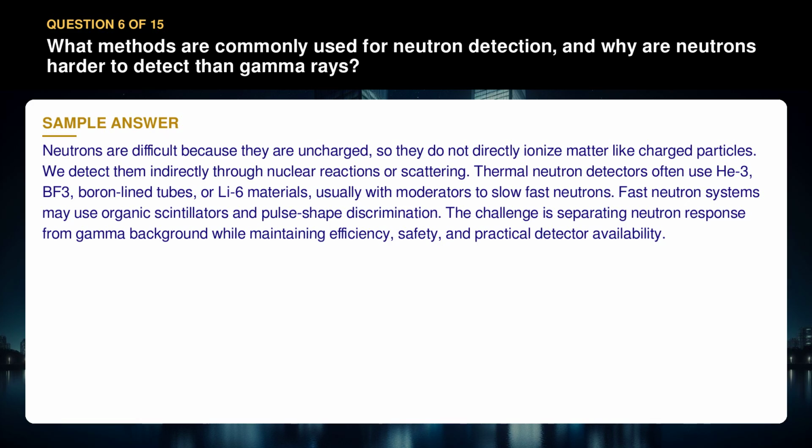Thermal neutron detectors often use He-3, BF3, boron-lined tubes or Li-6 materials, usually with moderators to slow fast neutrons. Fast neutron systems may use organic scintillators and pulse-shape discrimination. The challenge is separating neutron response from gamma background while maintaining efficiency, safety, and practical detector availability.